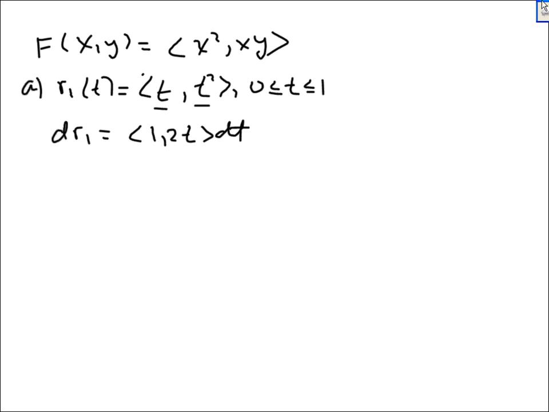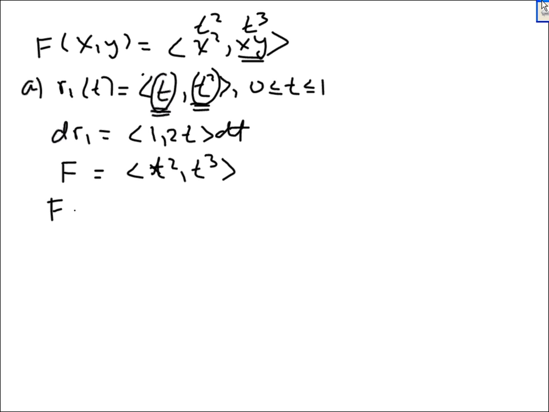Now, f of x, y, remember this is x and this is y. So x is t. Square it, get t squared. The j component is x times y, t times t squared, t cubed. So f is equal to t squared, t cubed. Therefore, f dot dr1 is multiply, get t squared, plus multiply, get 2t to the fourth. That's f dot dr.